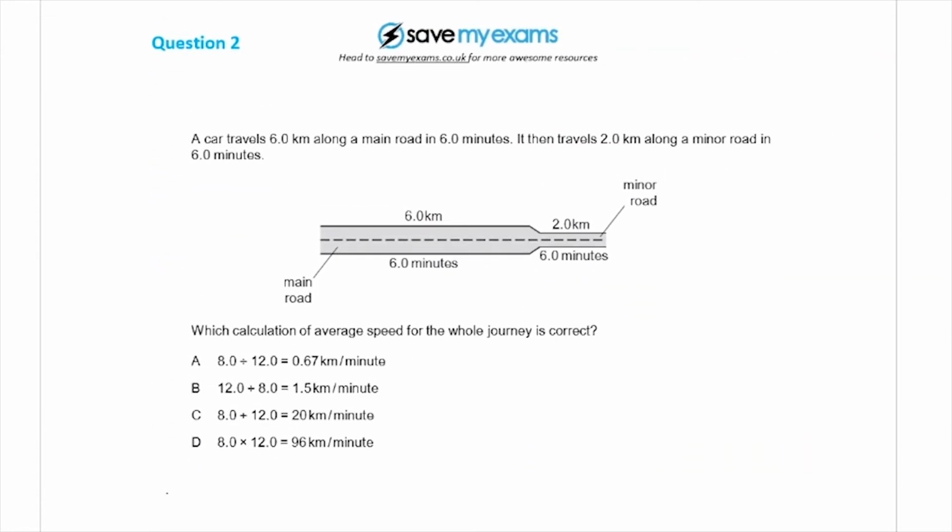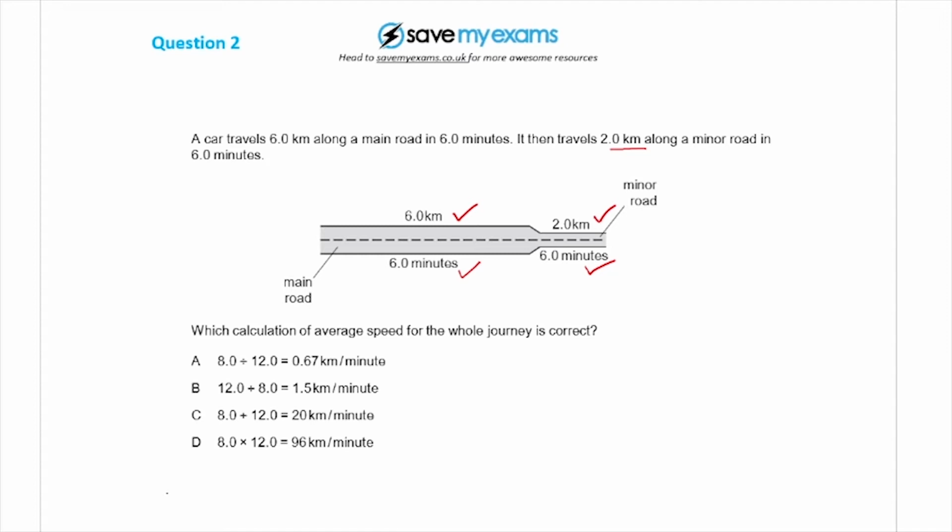Then we have 2. A car travels 6 kilometers along a main road in 6 minutes. So 6 kilometers in 6 minutes. It then travels 2 kilometers along a minor road in 6 minutes. Okay. Which calculation of average speed for the whole journey is correct?